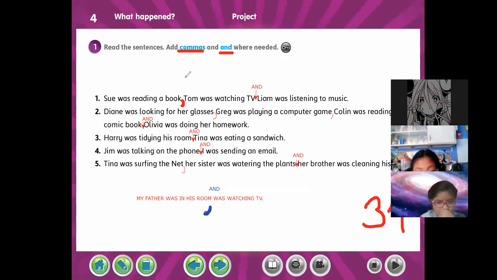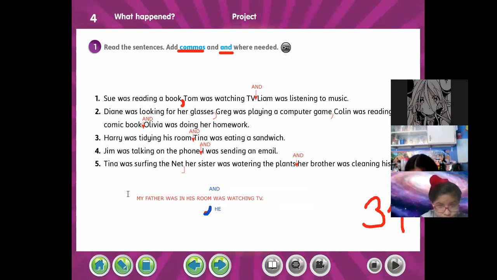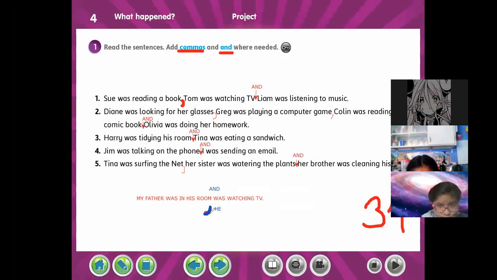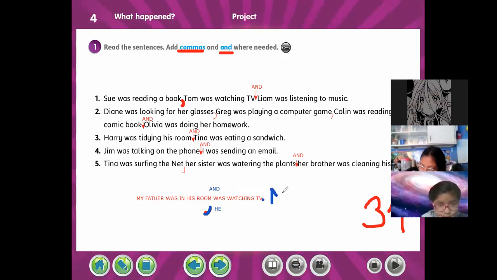Good, Fernanda. Chicos, el inglés difiere un poquito del castellano. Tienes dos opciones. Dices, my father was in his room and was watching TV. Or the other option is, as Fernanda says, my father was in his room, comma, he was watching TV. Period. Next, my mom was cooking.